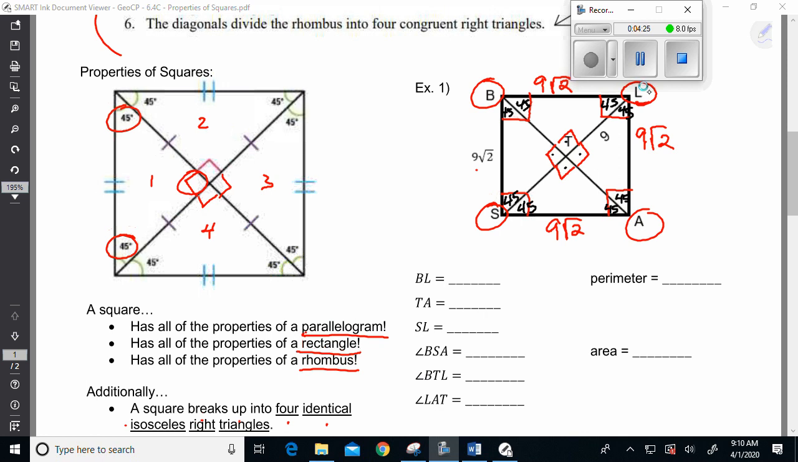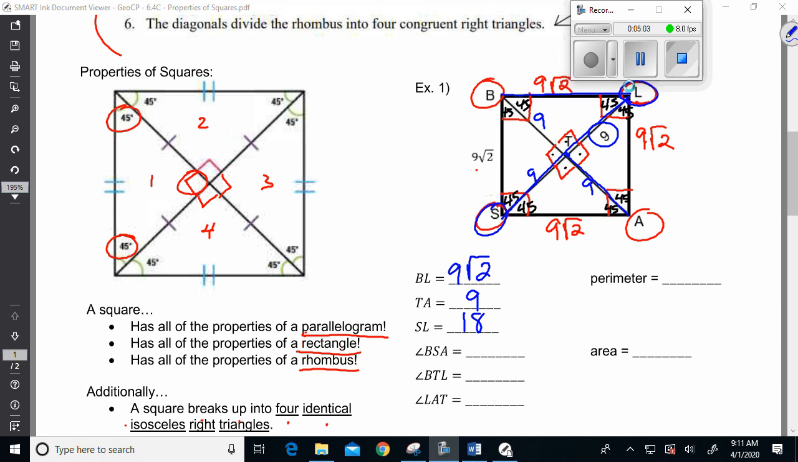So BL is one of the 4 sides, so that's 9 square root of 2. TA is one of the diagonals. Remember, in a square, all the diagonals have to be congruent. So if one of them is 9, all of them are 9. SL, so you have S all the way to L. 9 plus 9, 18.